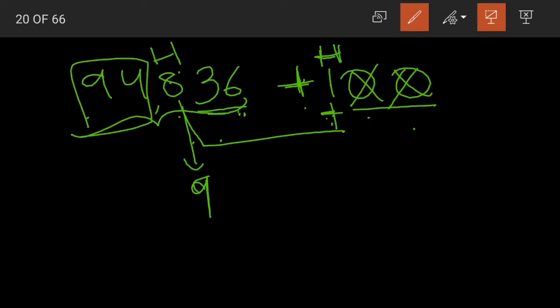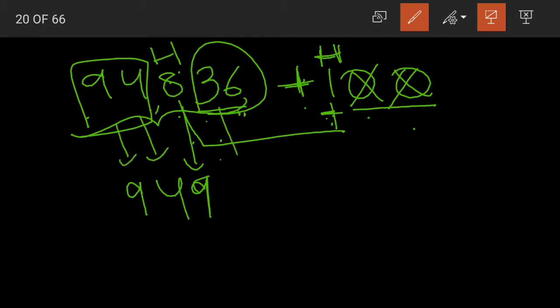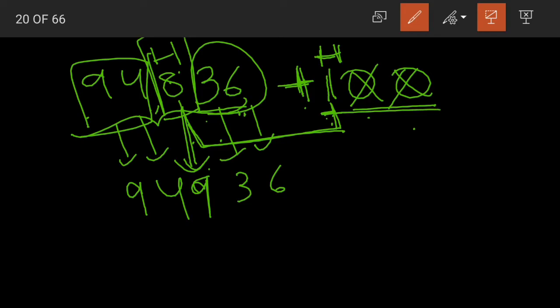Now what to do with the remaining digits? The remaining digits we'll write as it is: 9, 4, 3, 6. Only 8, which is in hundreds place, has been increased by 1. That is, we added 1. Why? Because in the second addend, we are having 1 in hundreds place. So 8 plus 1 becomes 9.